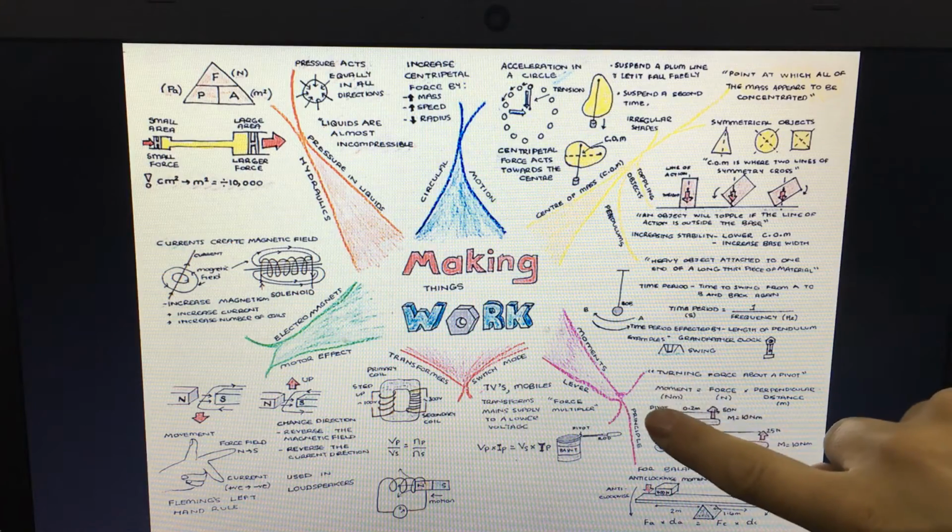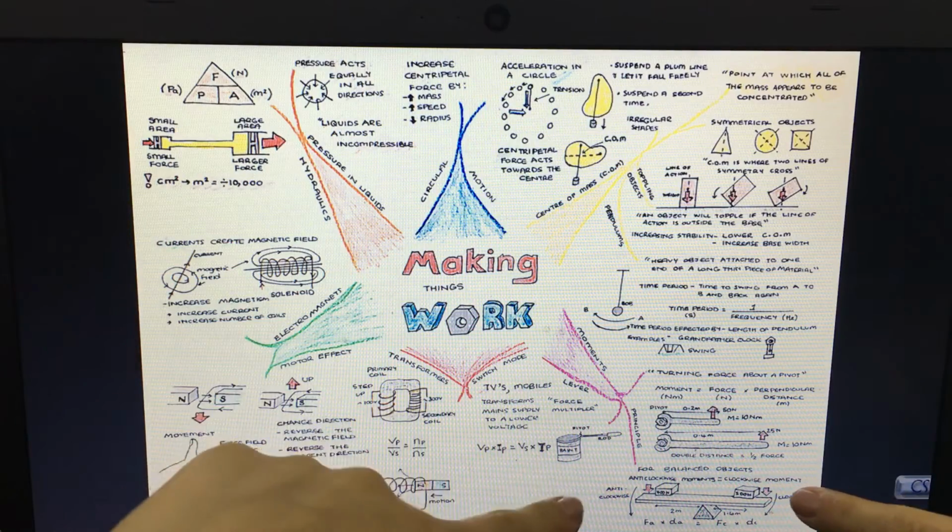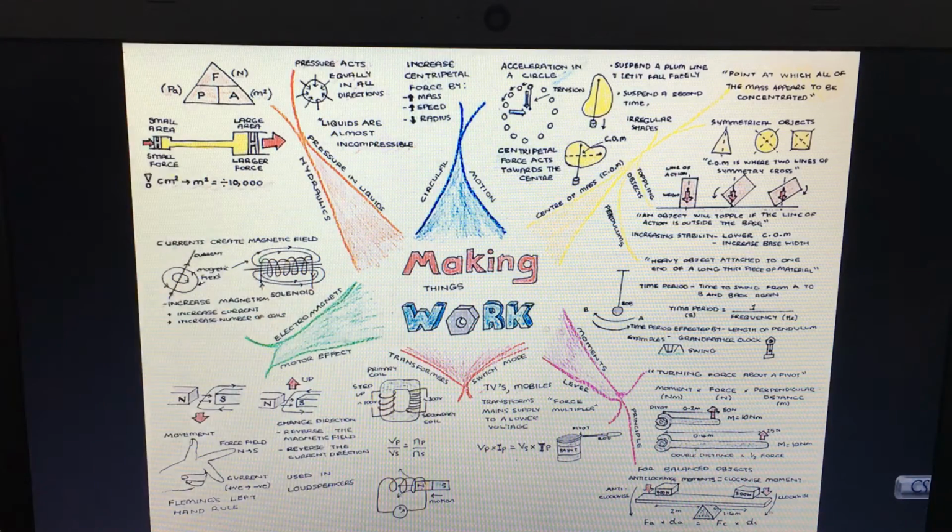Then they have something called the principle of moments. Now this is for balanced objects, like a seesaw. If something is balanced, then that means that the moments on either side must be equal. So there's this famous thing, could a bunny rabbit lift an elephant? Well, yeah, effectively, if they were on a seesaw and the moments equaled out, then yeah, it could.